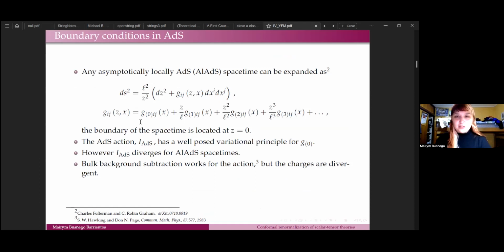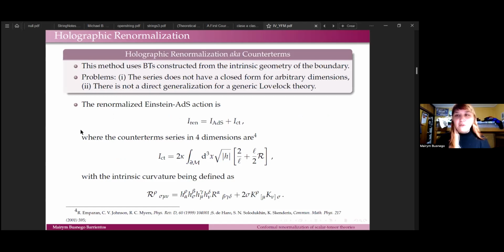So as I told you before, we can use background subtraction in AdS, but this method works only for the action. If we try to calculate the conserved charges in some formalism, these charges will still be divergent. So we need another method for renormalizing in AdS that basically does not depend on the background. The first I want to show you is holographic renormalization, also known as counterterms. This method uses intrinsic boundary terms of the geometry. The renormalized action is given by the previous AdS action plus the action of this counterterm series, which in 4 dimensions is closed, but in higher dimensions we cannot find a closed form in arbitrary dimension. And also we don't have a generalization of this action for any generic Lovelock theory.